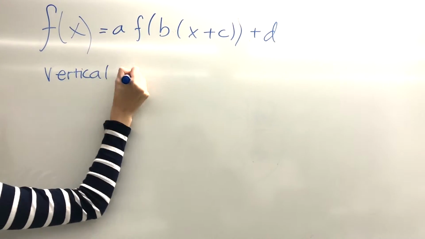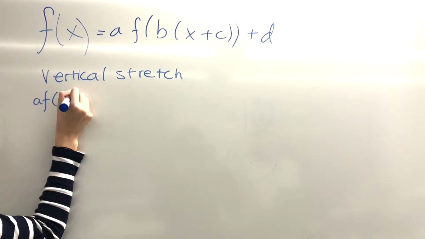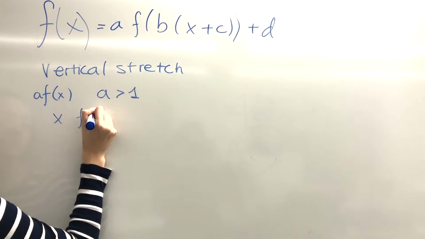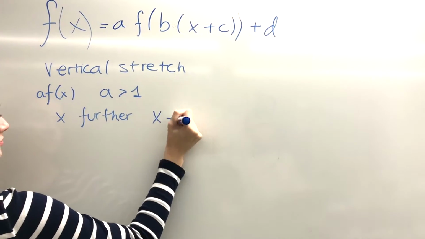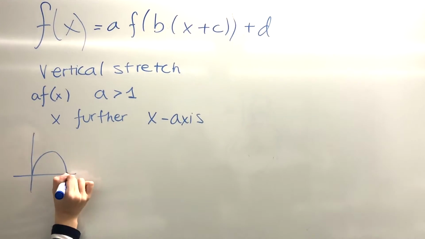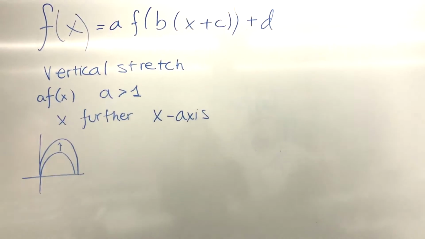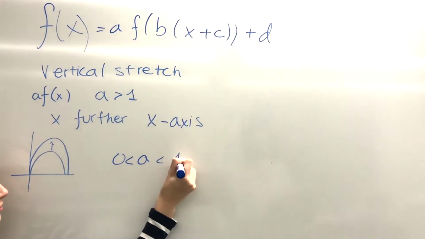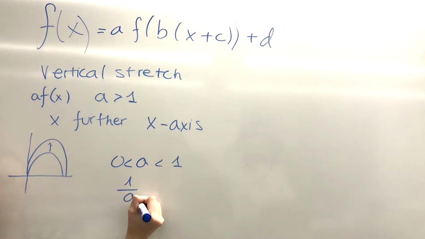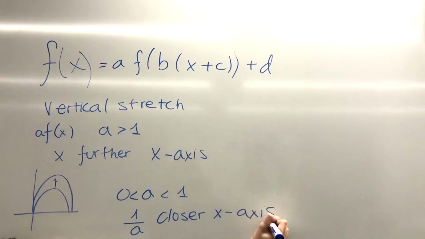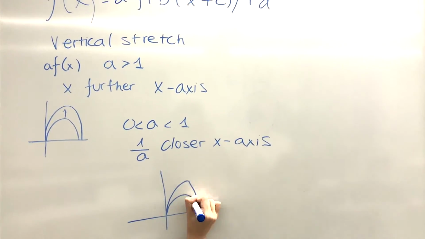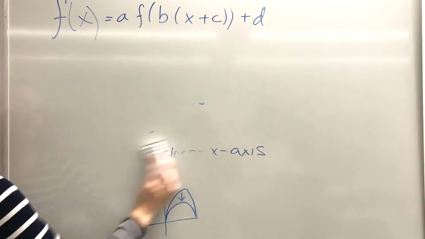The last transformation considered is vertical and horizontal stretch and shrink. The vertical stretch is observed when y values of f of x are multiplied by a factor of a in a times f of x. If a is greater than 1, then values of f of x are moved further away from the x-axis. If a is between 0 and 1, then the y values of f of x are multiplied by a reciprocal of a and are moved closer to the x-axis.